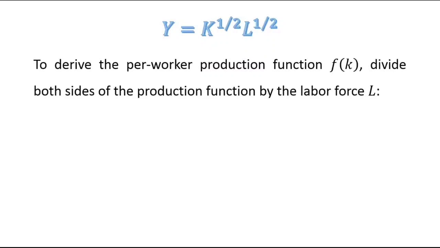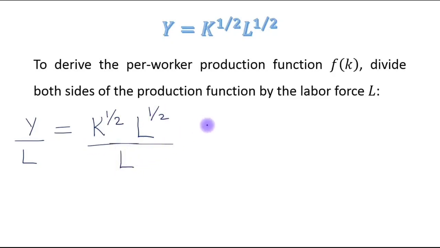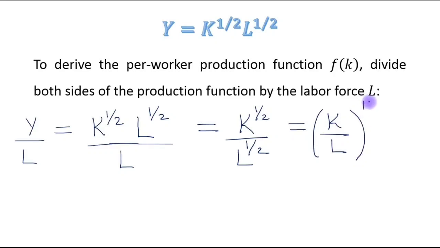To derive the per worker production function f(k), divide both sides of the production function by the labor force, that is L. We will divide it: y by L equals k to the power half times L to the power half upon L, equals k to the power half upon L to the power half, equals (k by L) raised to the power half.